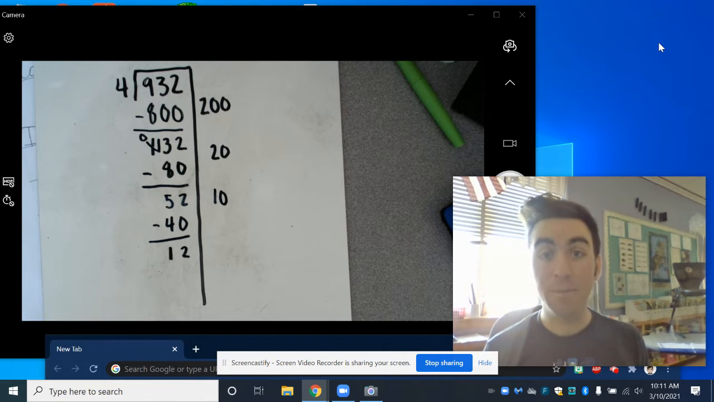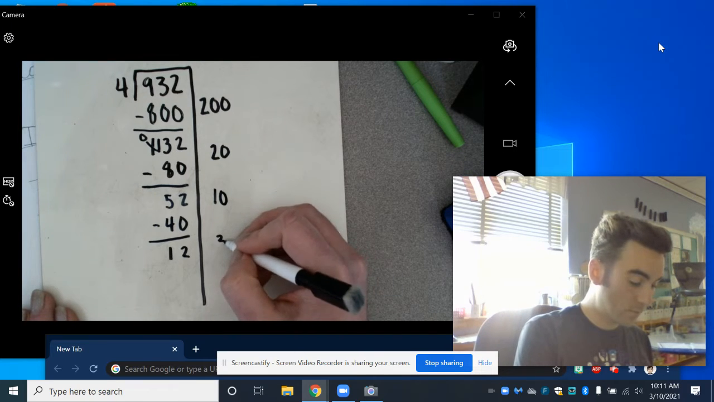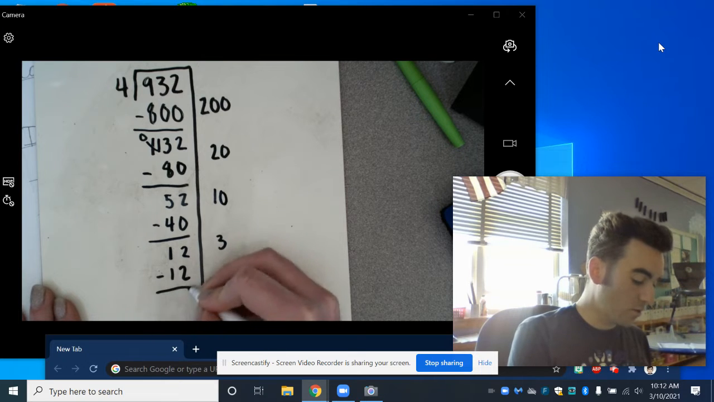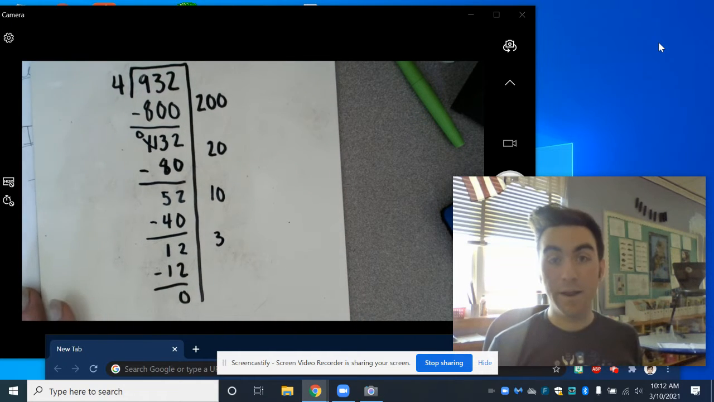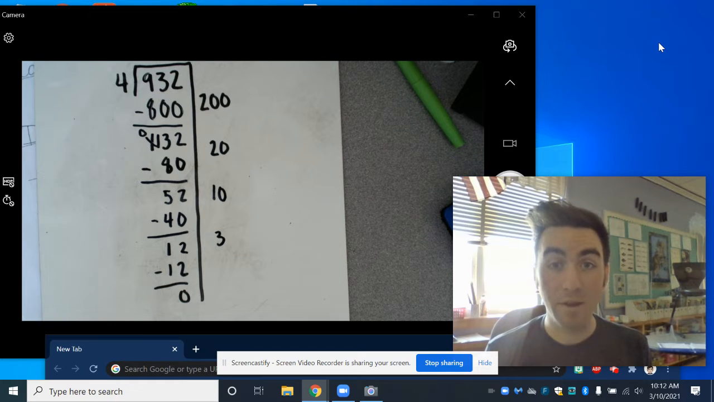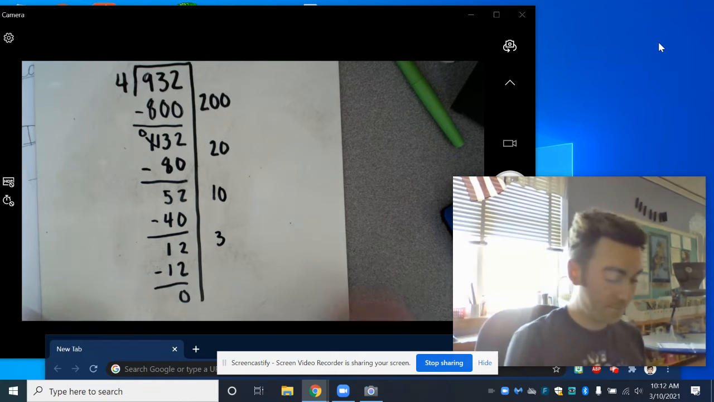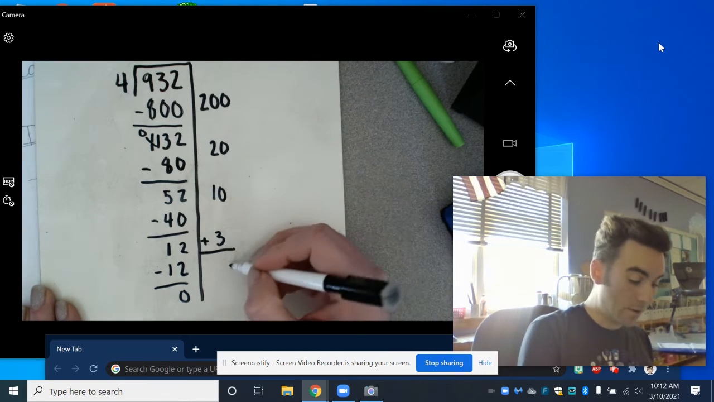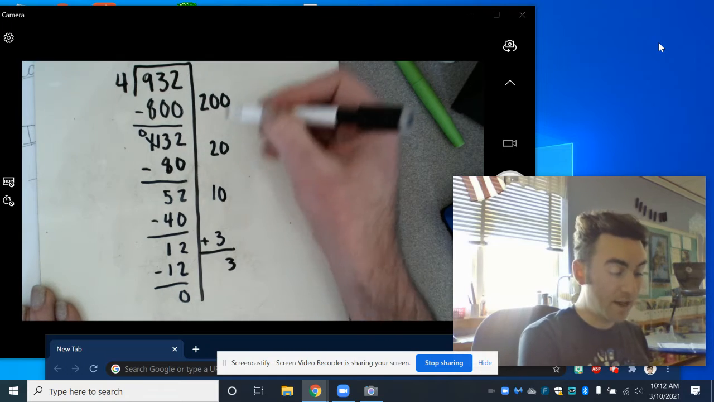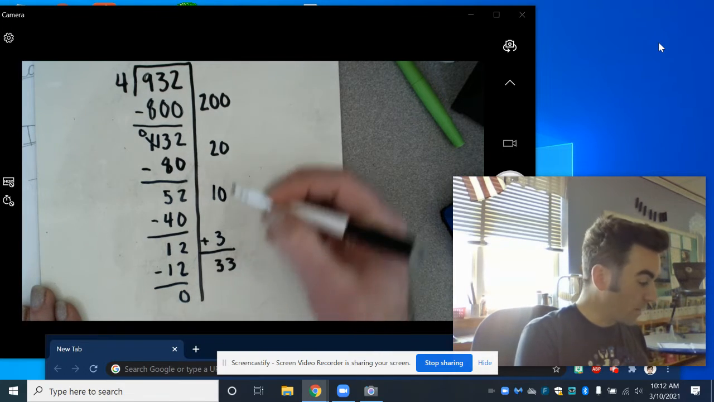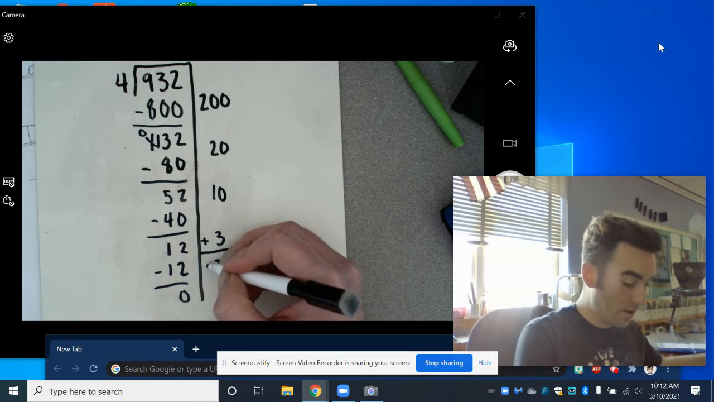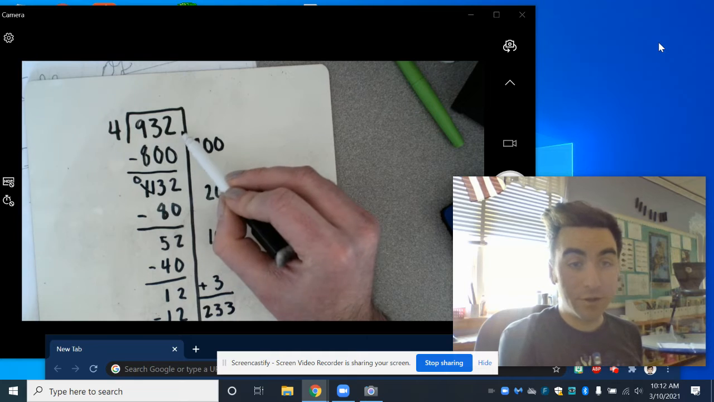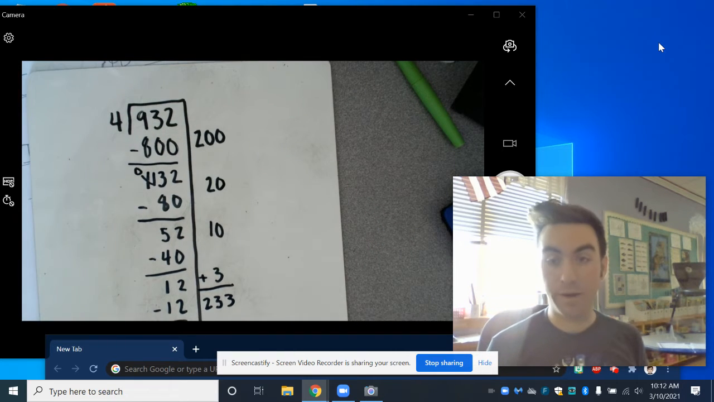Well, I know that 4 times 3 is 12. So I'm going to take out 3 groups of 4. And 12 minus 12 is 0. Now, remember, mathematicians, our very last step is to add all of our partial quotients together. I know that 3 plus 0 plus 0 plus 0 is 3. 20 plus 10 plus 0 is 30. And 200 plus nothing else is 200. So 932 divided by 4 is 233.